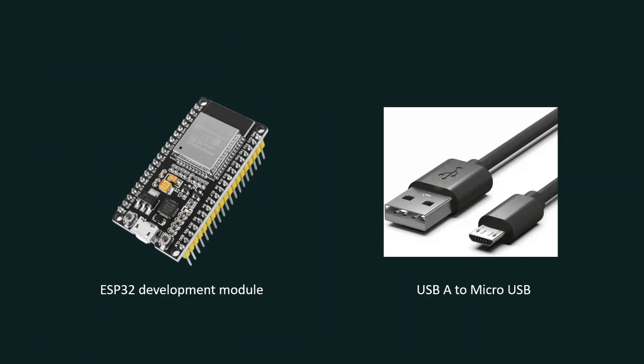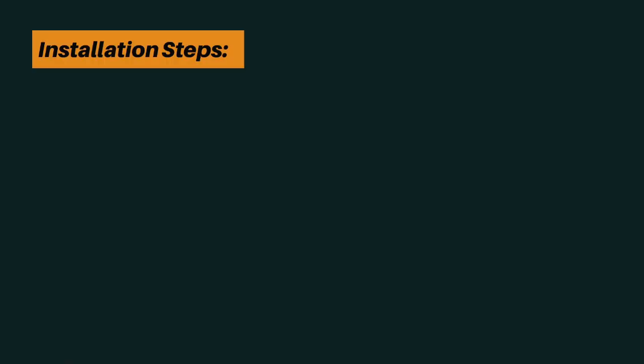Let's check the hardware requirements. First, you require an ESP32 development module, a USB-A to micro USB cable, and of course your laptop or desktop computer. Please note that ESP32 is only this part, where this whole thing is called the development module. We require the development module to download the software as well as for easy connectivity of the interfacing pins.